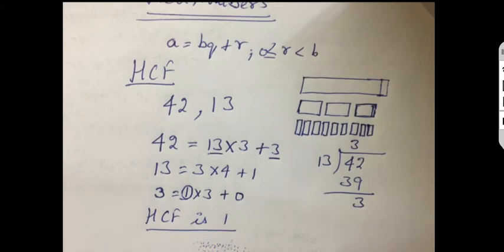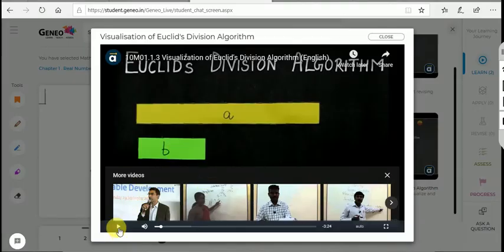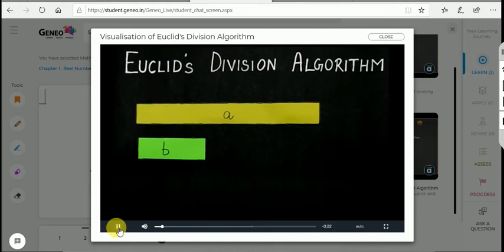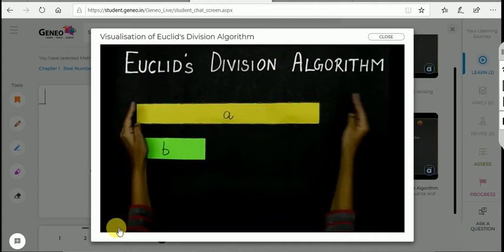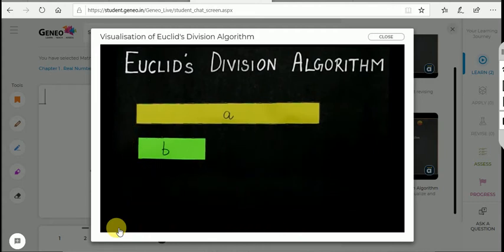Now let's go to a video which will help you to understand it better. How we can calculate the HCF of two numbers with the help of Euclid's division algorithm. Over here I have two numbers A and B where A is greater than B. So first of all, what do I need to do? I will first check whether B is a factor of A. If B is a factor of A, then my HCF will be B itself. For that, I need to check if B can completely divide A.